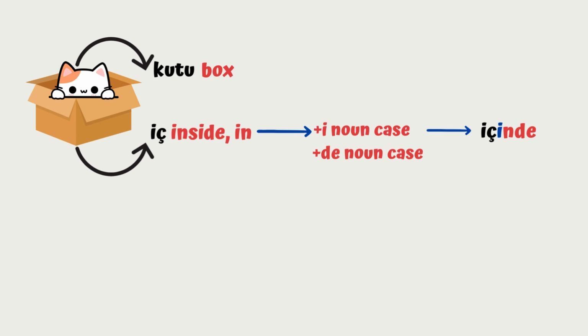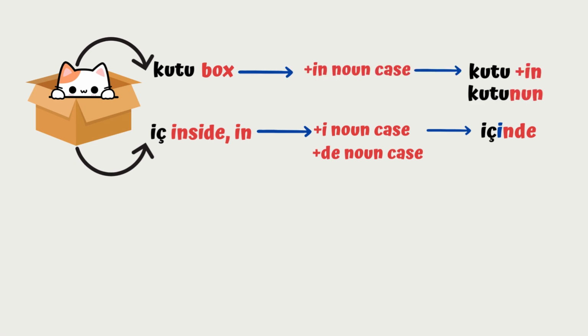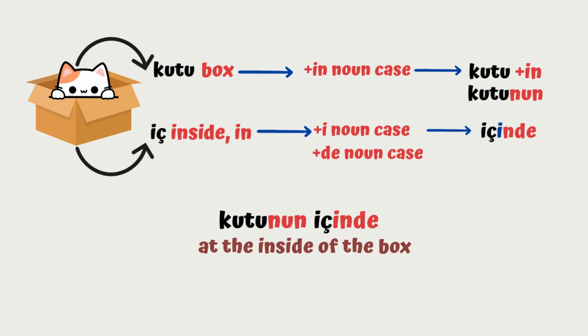But what happens to kutu? Because iç belongs to kutu. This is how we think in Turkish. So what we have to say is inside of something, right? So we have kutu, and kutu takes in noun case, which is a possessive noun case. And we follow the vowel harmony rules here. So in becomes un, and it ends with a vowel, so we have to put ne buffer sound. So it becomes kutunun. So now we complete kutunun içinde, which means at the inside of the box.